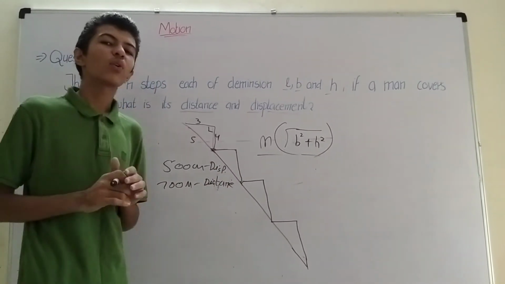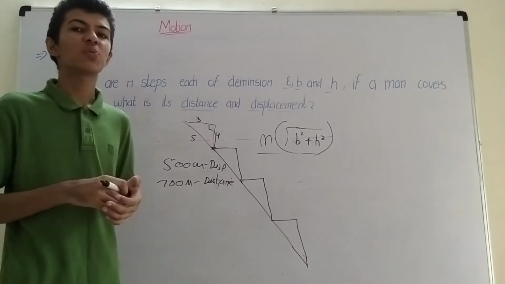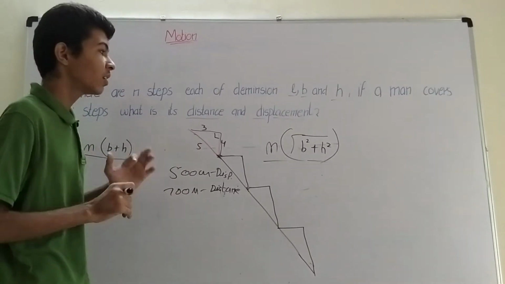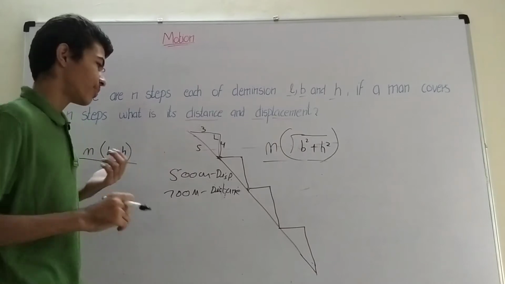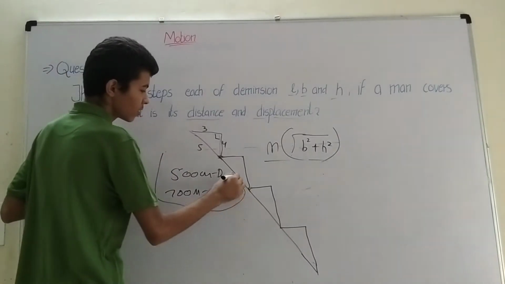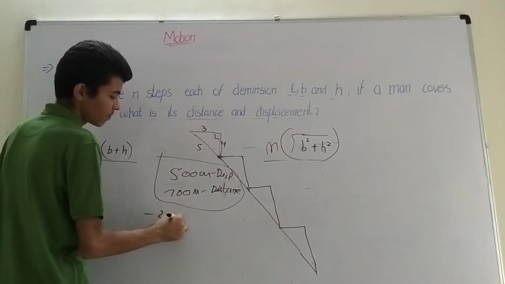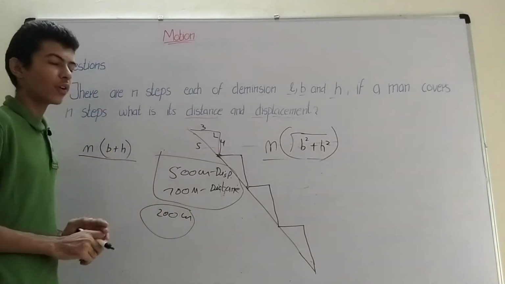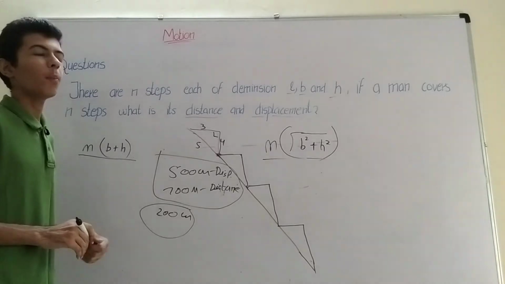So if it asks what is the difference between the distance and the displacement, or how much more the path was than the displacement, we have to subtract, and that is 200 centimeters. So we are done with this. Let's move to the next question based on the motion.